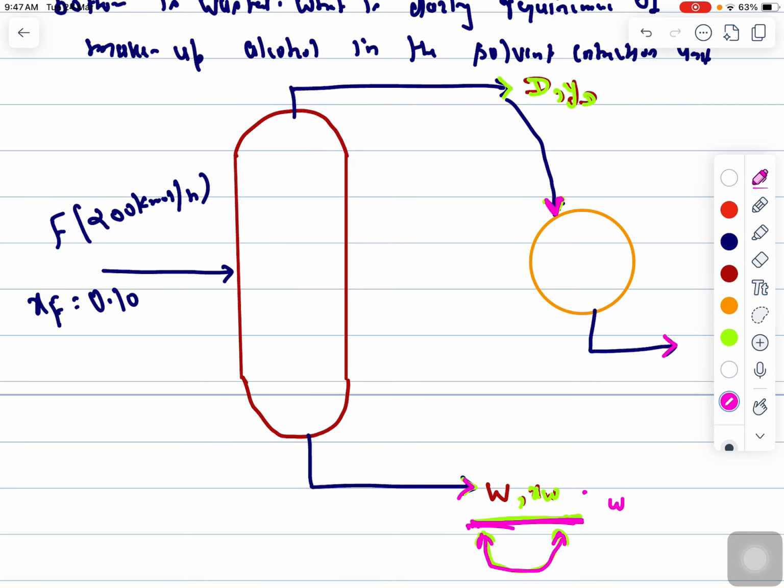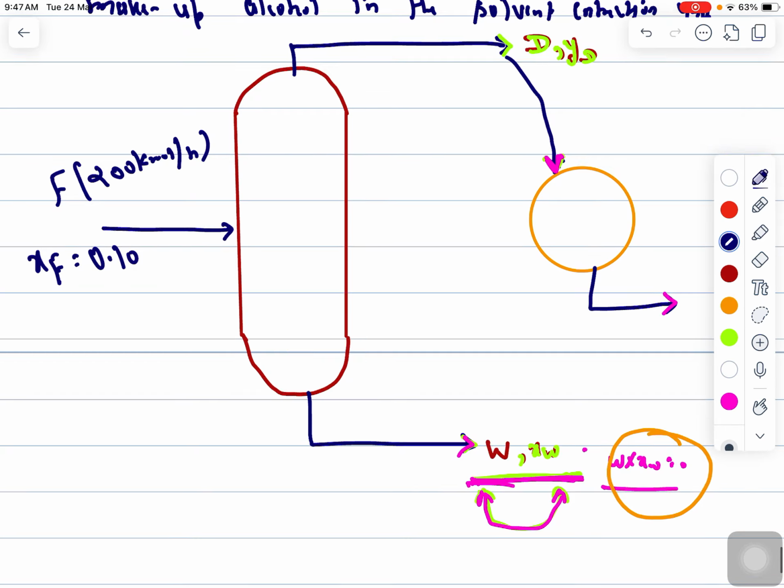It should be 0. W into xw is 0. So by any means, if you are able to calculate w into xw, then we can say how much makeup alcohol will be required, because that much alcohol from the distillation unit in the bottom is getting wasted. So let's try to understand this thing.